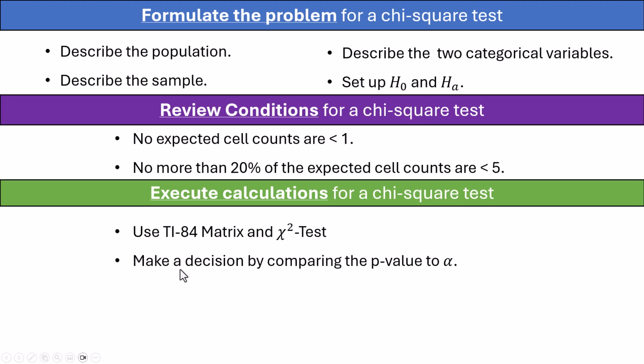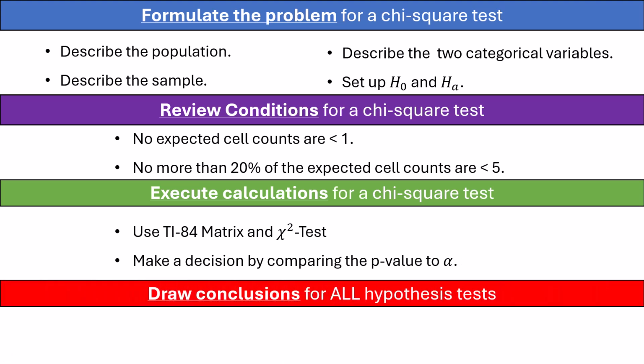Also in this step, we will make a decision to either reject the null hypothesis or fail to reject the null hypothesis by comparing the p-value to the preset level of significance. The p-value will be outputted based on this chi-square test function, and the level of significance will be something given in the problem. It's the type 1 error rate. Finally, we will draw conclusions.